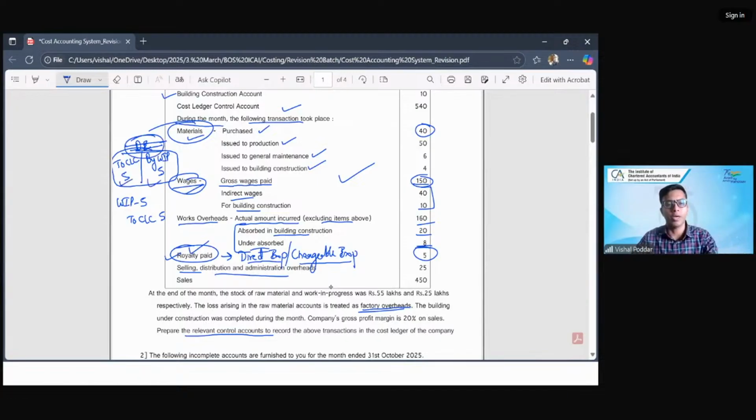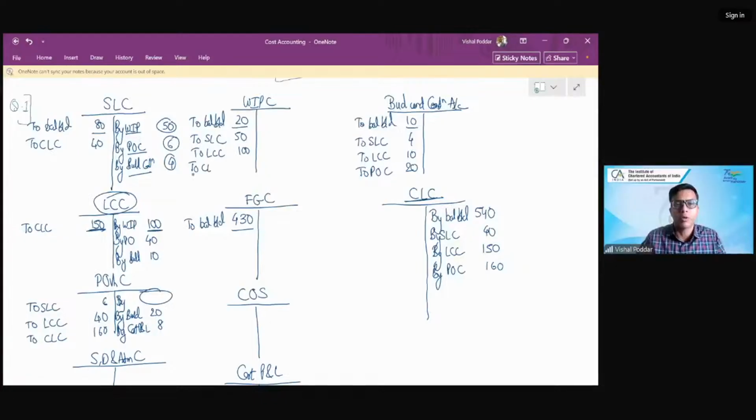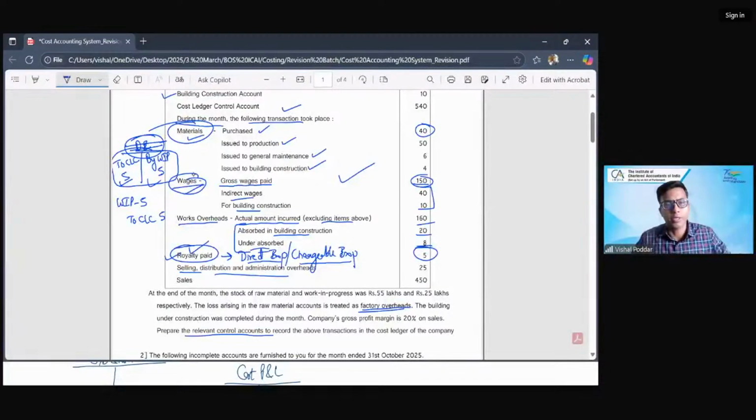In this case, it is the royalty, right? So in my WIP account, I will directly write to CLC. For reference, I will write in bracket royalty. And in CLC, I will write by WIP. Again, for reference, I will write royalty. So this is the direct entry for royalty expenses. Sorry, it is 5.